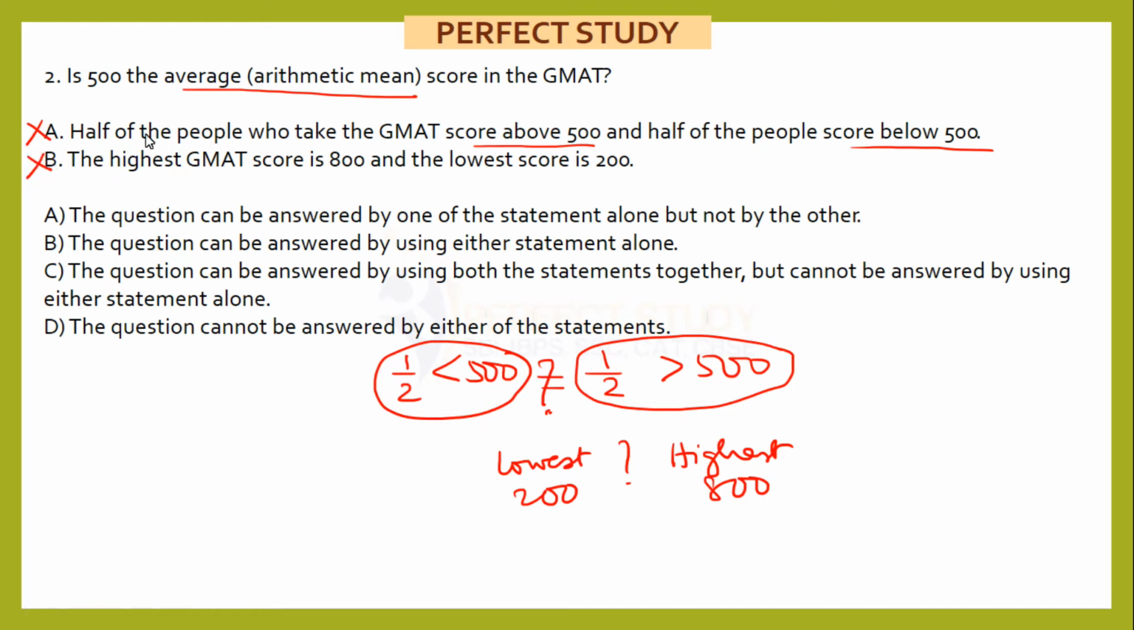Now let me try to combine them. By combining, do I get the answer? Now if my half is greater than 500 and I say that the highest is 800 and half are less than 500 and the lowest is 200, still I don't have any information about the total. What about the values of the other numbers? So we cannot say that 500 is the average score for sure. Maybe, may not be. So the question cannot be answered by both of the statements together. That is option number D. Even by both statements we cannot answer it. Next one.